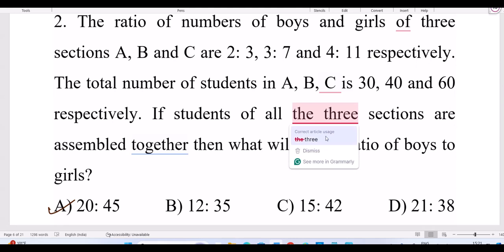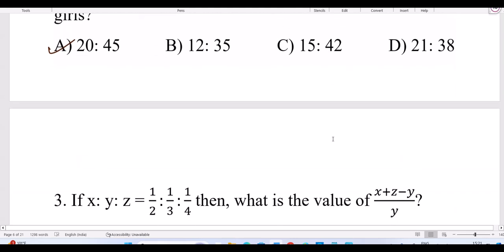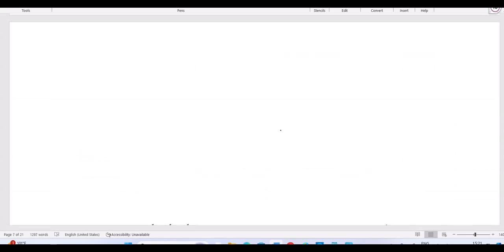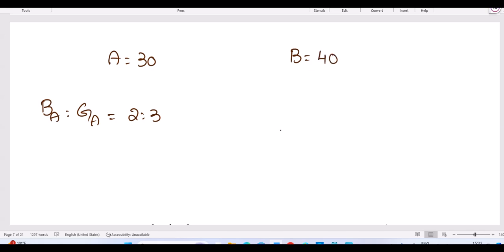Right. So now if you just go through this question, this is a very important and basic question to know ratios. First, classroom A strength is 30. Boys in classroom A to girls in classroom A is 2 is to 3. B classroom strength is how much? 40, and the ratio of boys in B section to girls in B section is 3 is to 7. Then C section strength is 60, the ratio is 4 is to 11. So boys in C, girls in C section, right?